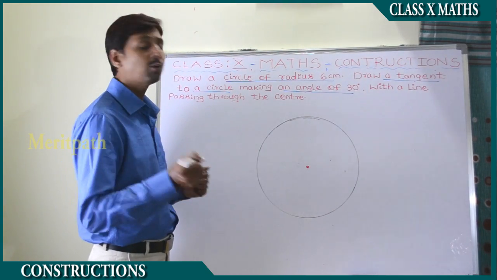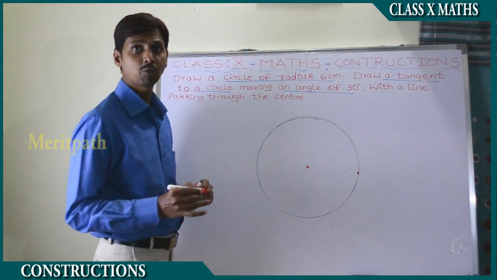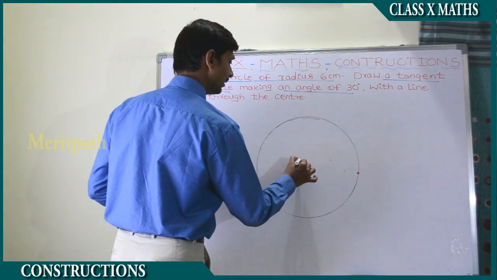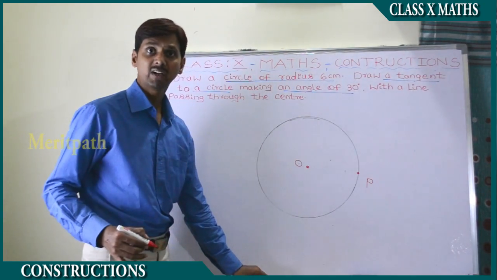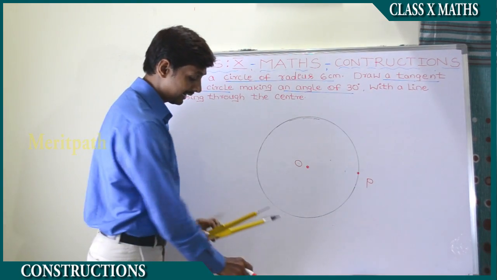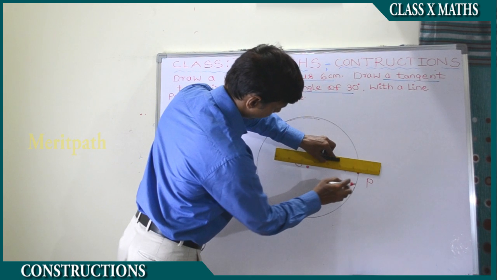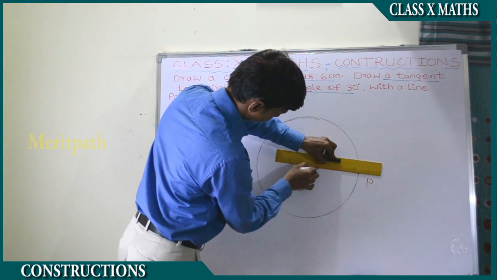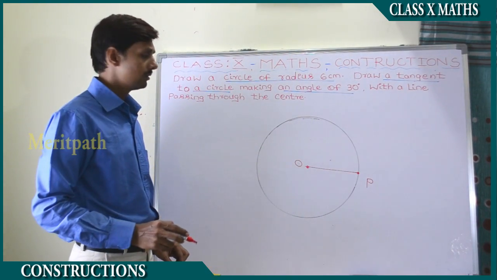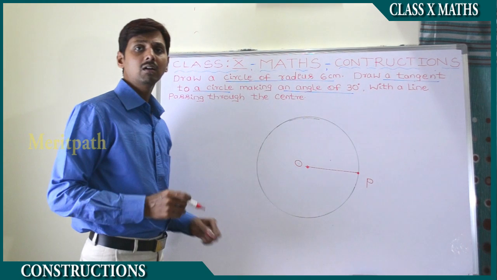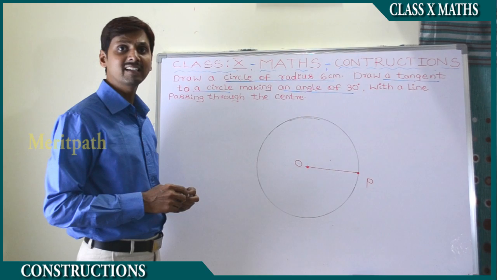So take a point on the circle. Now take any point, and let's take the center as O and the point as P. Let's join that point, and we know that it's a radius. Let's join this. And let's draw 60 degrees using the radius OP.